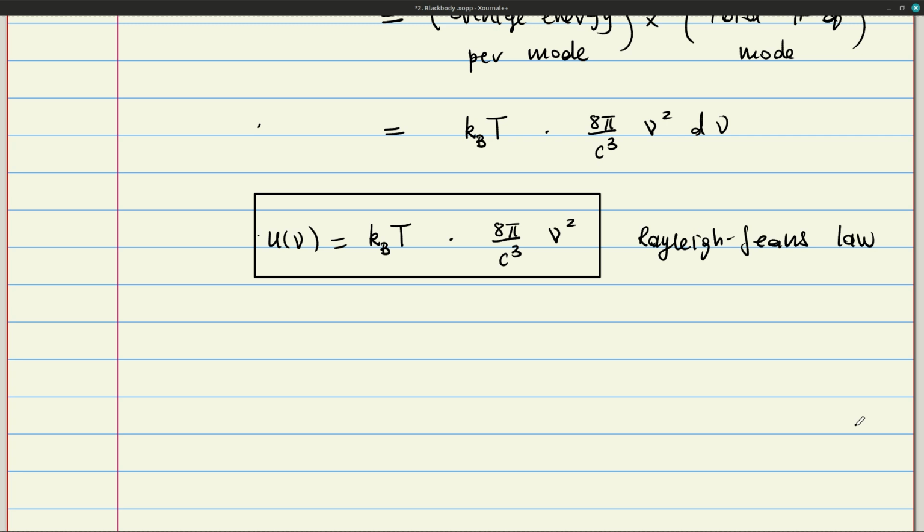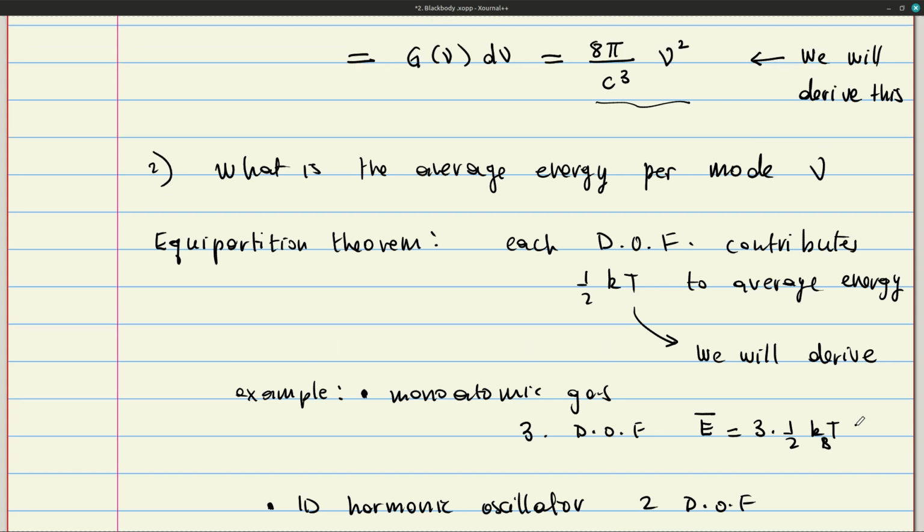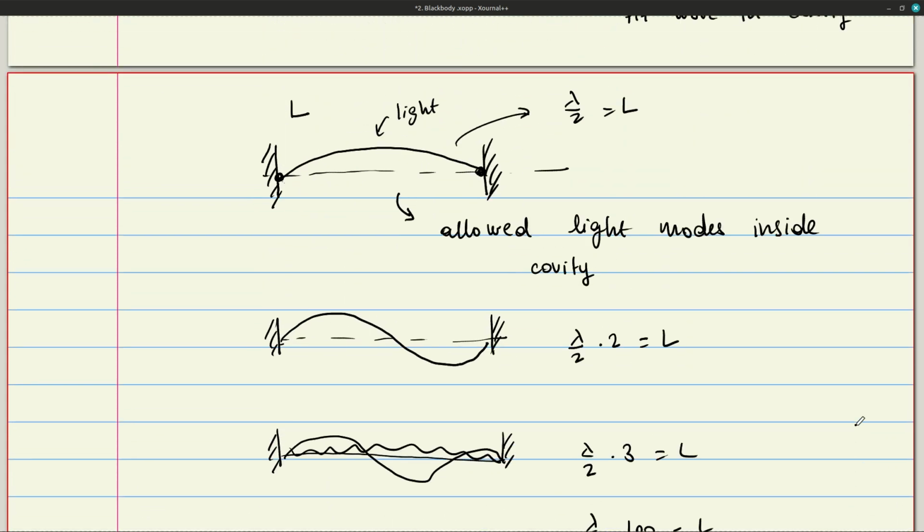Yes? What do you mean by mode? So the mode is each frequency, I call it a mode. And the allowed frequencies are constrained because of the geometrical shape. I cannot have an arbitrary frequency because I have to fit it in a box. Each allowed frequency is, in terminology, called a mode.